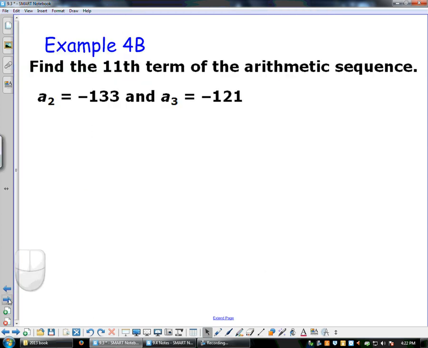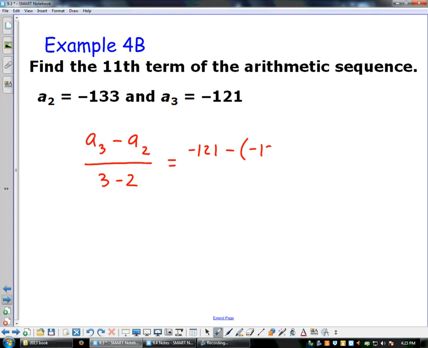Okay, so let's take a look at this example. This is similar. Find the 11th term of the arithmetic sequence. A sub 2 equals negative 133, and a sub 3 equals negative 121. So again, if we take a sub 3 minus a sub 2, that's the difference in the two terms we know, and divide it by 3 minus 2, because they're only one jump away, right? So we would have negative 121 minus negative 133 over 3 minus 2, which is just 1, and we end up getting 12 again for this problem.